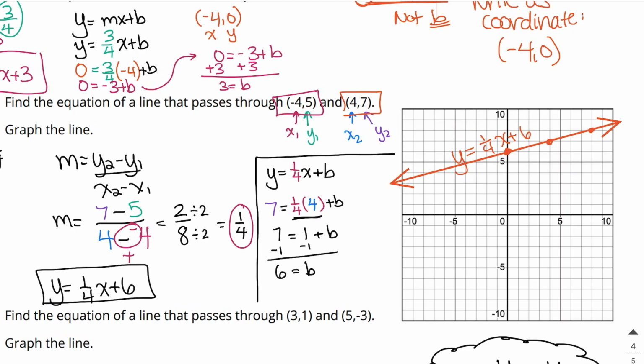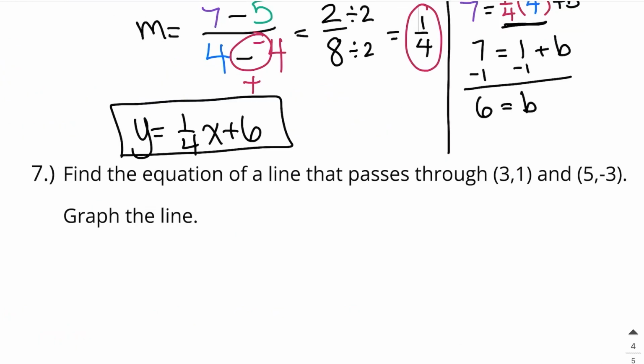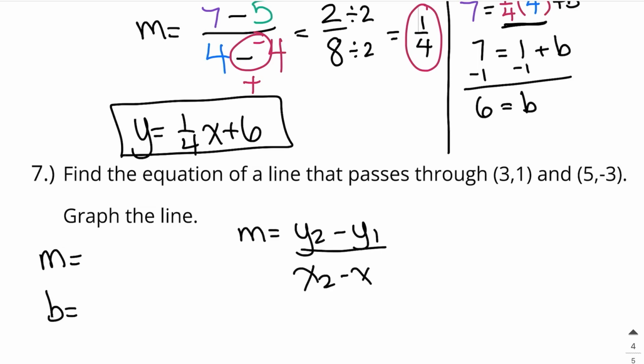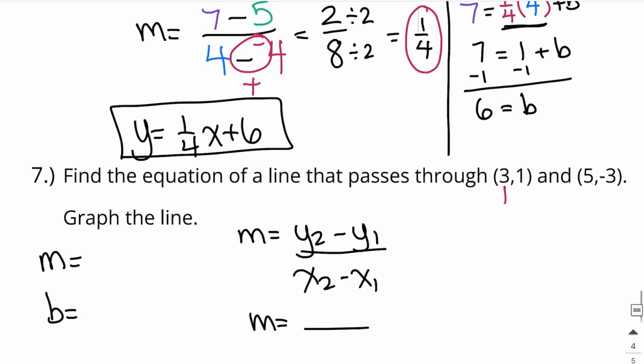Okay, let's do one last question. So same thing, find the equation of a line that passes through the points 3, 1, and 5, -3, and then graph the line. So we need to find the m, we need to find the b. The first thing I need to do to find the m is y2 minus y1 over x2 minus x1. And if you look right here, we can see that this is x1. This right here is y1. This right here is x2. And this right here is y2. So let's go ahead and fill in that information right here.